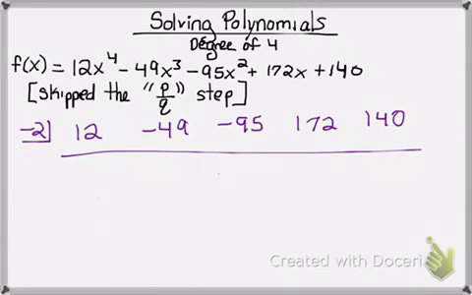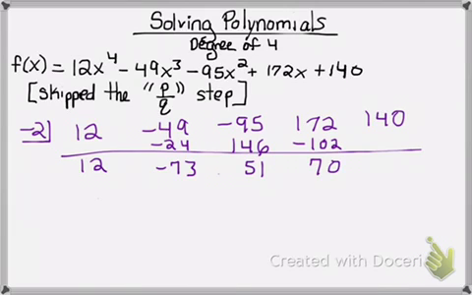So I'm going to bring down the first term, multiply, and I get -24. Add straight down, I get -73. Multiply, I get 146. Add straight down, I'll get 51. Multiply, I get -102. Add straight down, I get 70. Multiply, I get -140. Add straight down, I get 0.